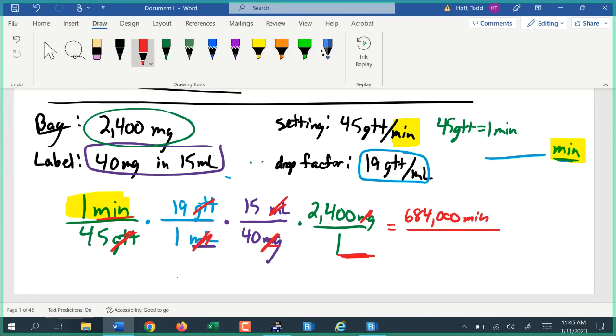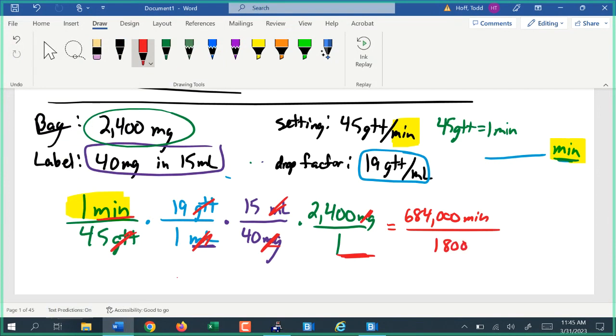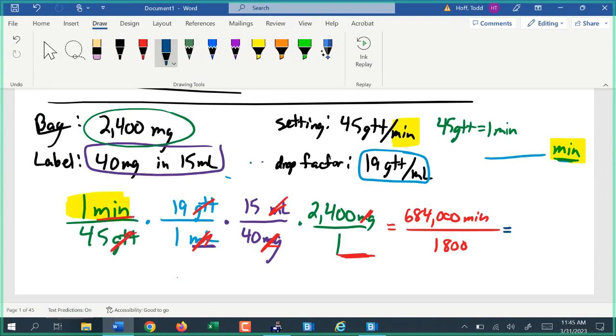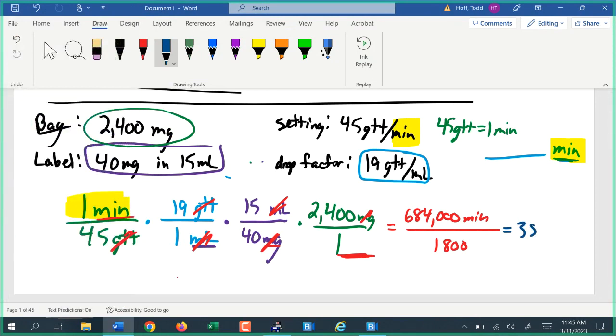On bottom, we have 45 times 1 times 40, which of course is just going to give us 1800. And now all we have to do is divide that out to get how many minutes that equates to being. So 684,000 divided by 1800 gives us 380 minutes. Now, that was what we said we wanted, 380 minutes.